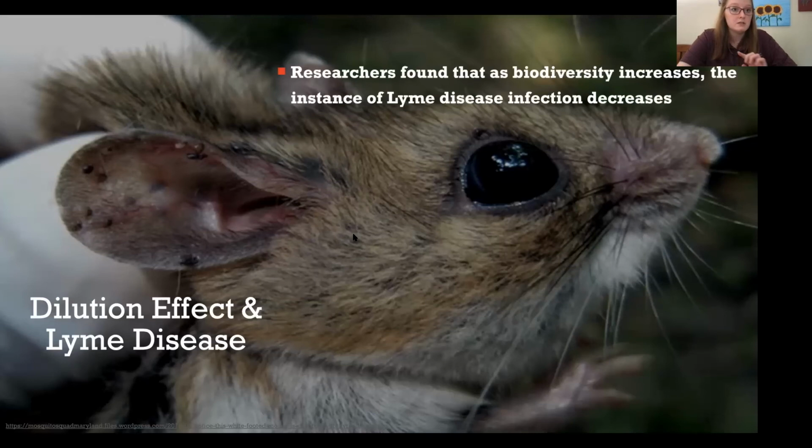So when looking at the dilution effect in Lyme disease, researchers studying this found that as biodiversity increases, which we modeled by increasing all of the colors in our cup, the instance of Lyme disease infection decreases. Why is that? Do you guys have any thoughts?